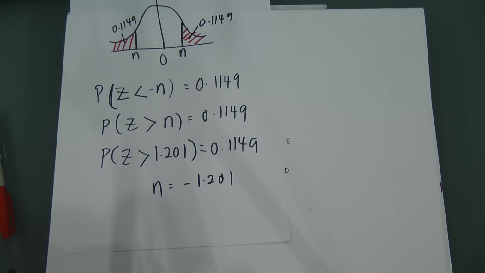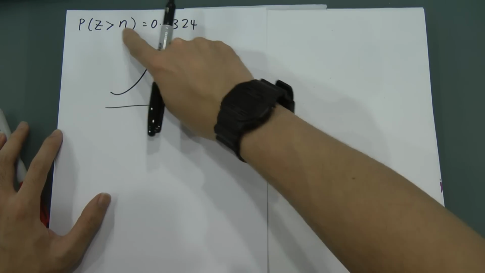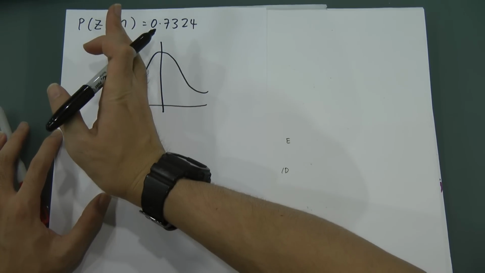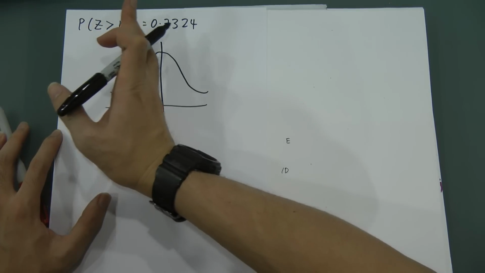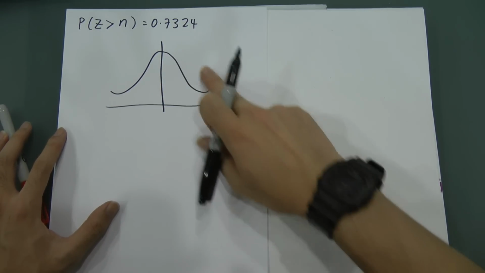Maybe I'll give you another example here. We try an example like this. When you see z bigger than n, and then you get this value, I draw the bell diagram first. When you see bigger than n, it means the z value will be moving to this area, because bigger means move this way. This area here is 0.5.